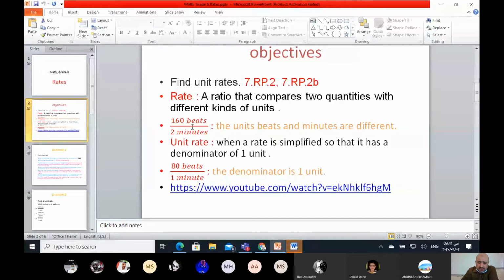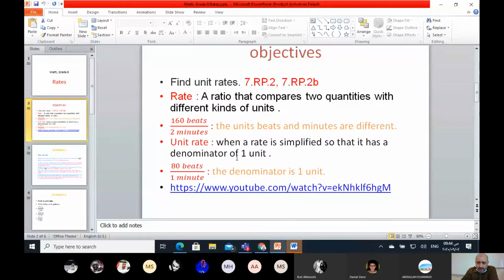So what is the difference between rate and unit rate? A rate is a fraction or ratio comparing two different units. But a unit rate is a rate where the number in the denominator is 1. The denominator is 1 unit.